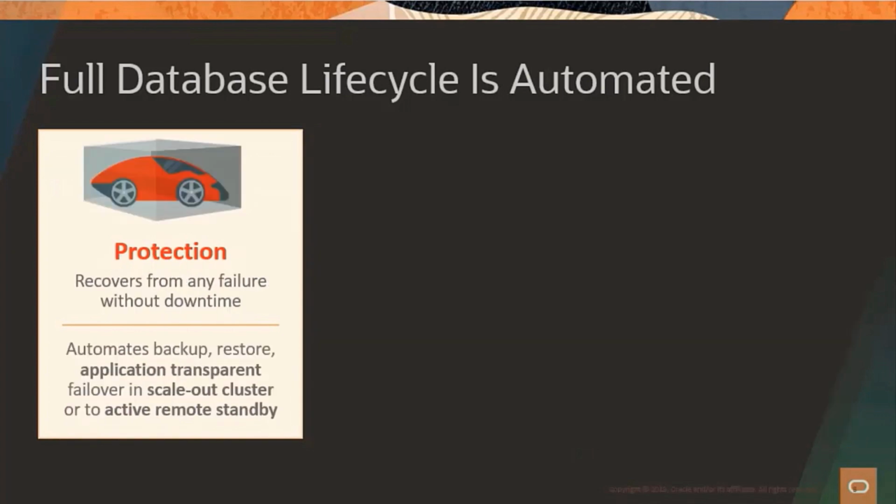Autonomous also has various mechanisms which protect against failure. First, there are automatic backups. And then we protect against failures both within the scale-out clusters and other regions using DataGuard mentioned earlier. Should any failover happen, it will occur in such a way that your application will never notice.